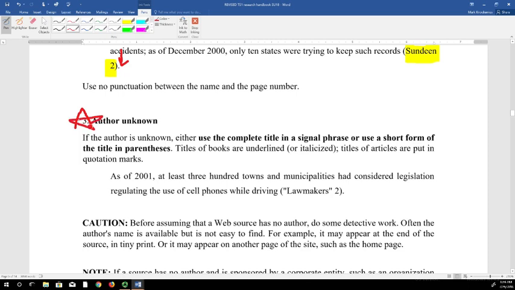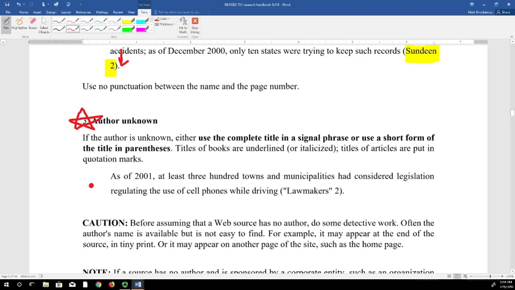Now, number 3, believe it or not, this often happens. I'm going to put a star here. Author unknown. For some reason, with a lot of journalistic writing, the author is not listed. So then what you have to do is you have to use either the complete title in a signal phrase or a short form of the title inside of the parentheses.